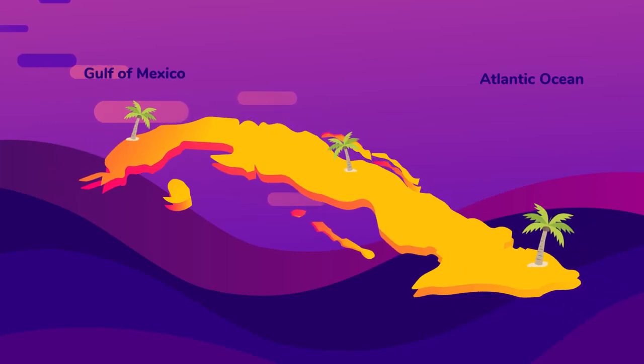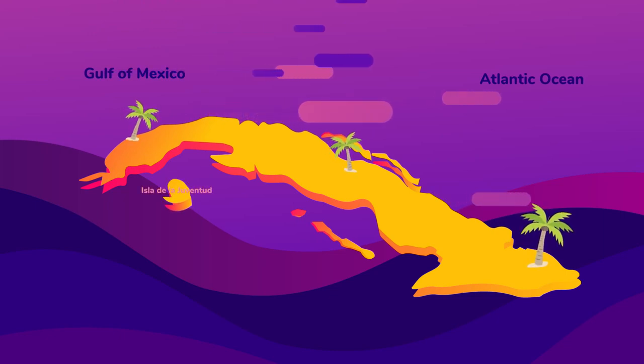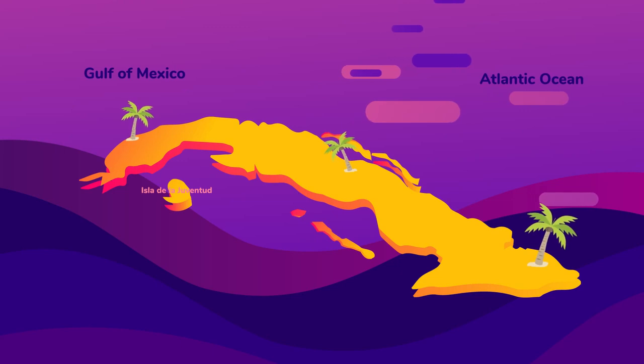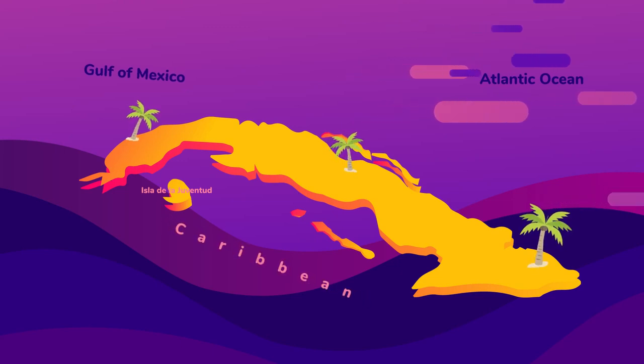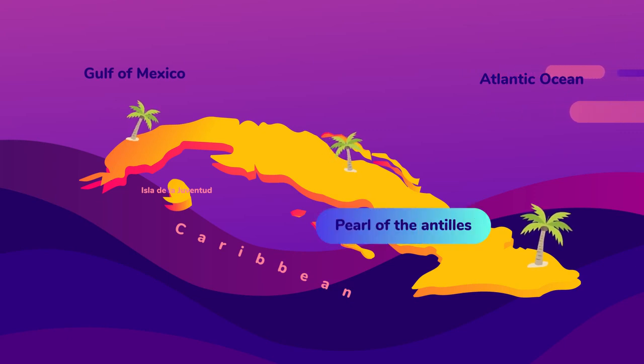Cuba, officially the Republic of Cuba, is a country comprising the island of Cuba as well as Isla de la Juventud and several minor archipelagos. Cuba is located in the northern Caribbean where the Caribbean Sea, Gulf of Mexico, and Atlantic Ocean meet. It's also known as the Pearl of the Antilles.